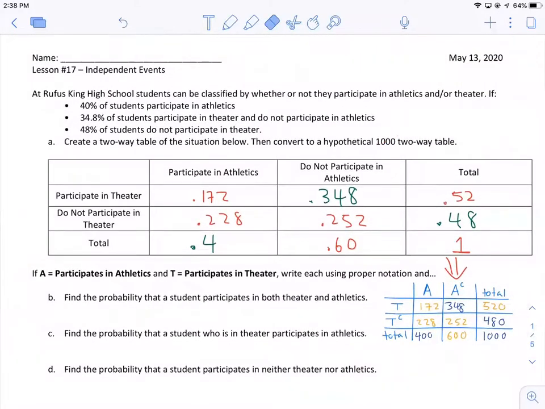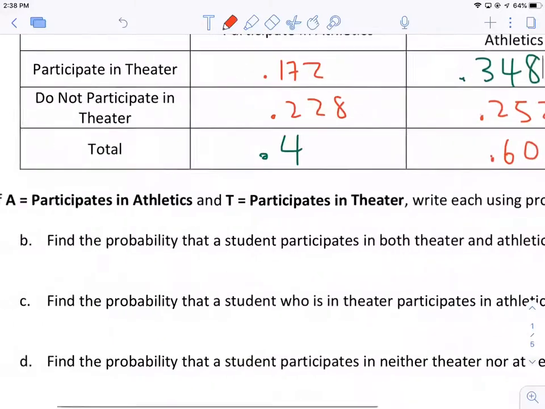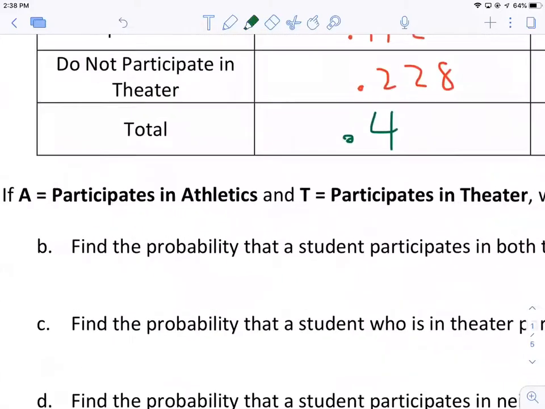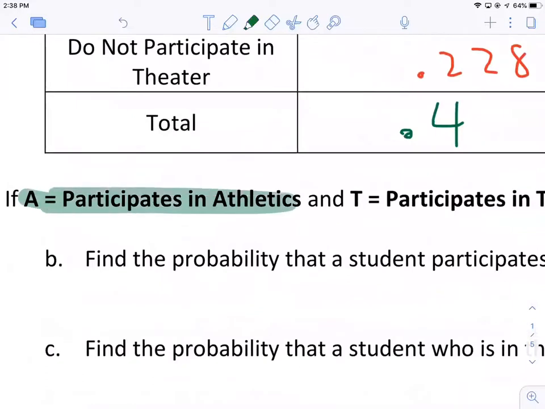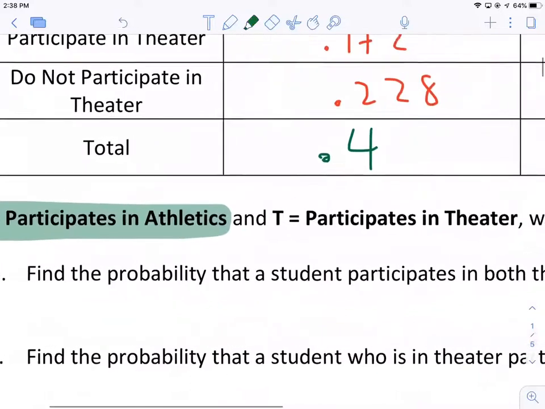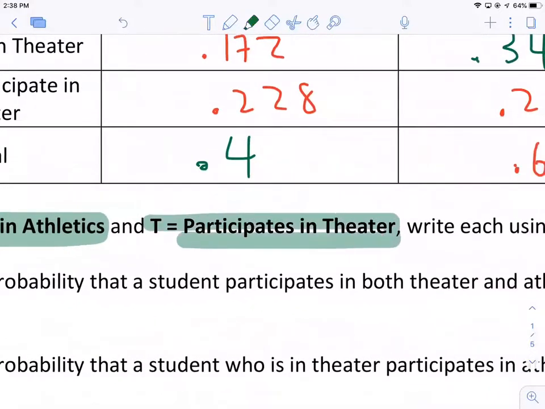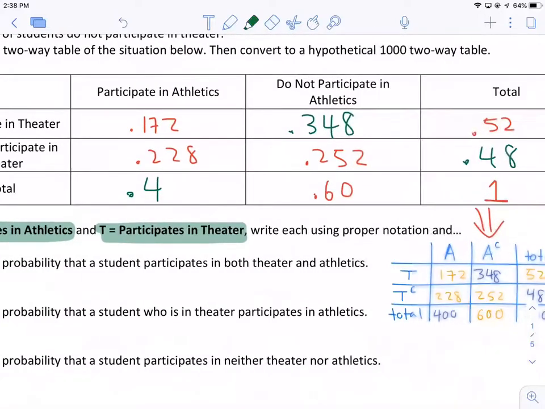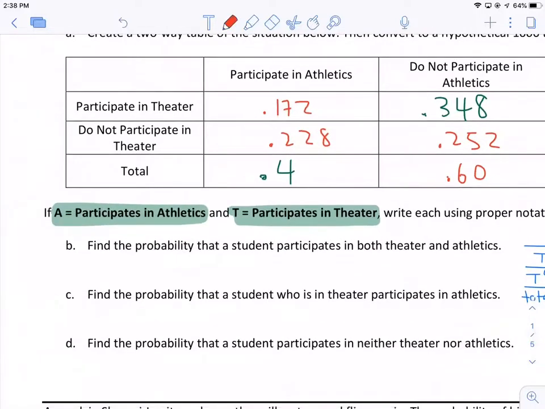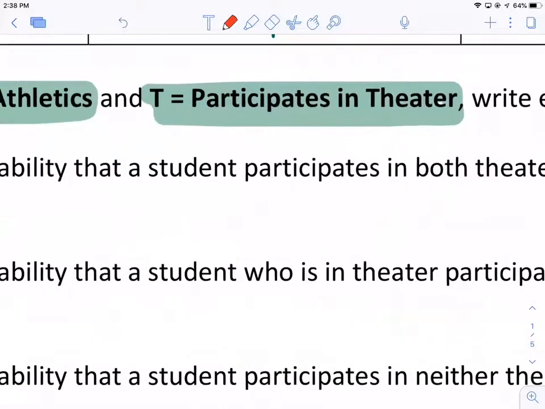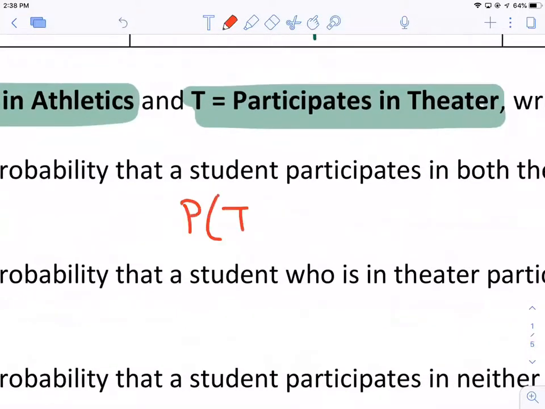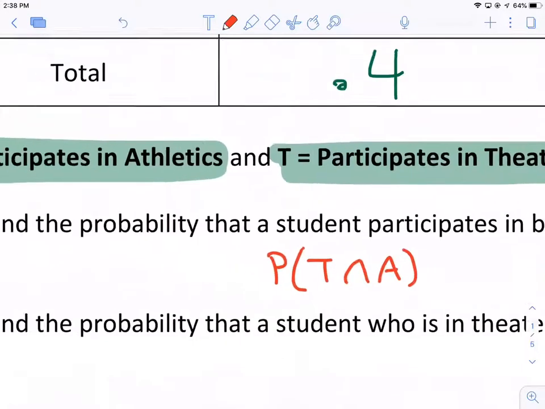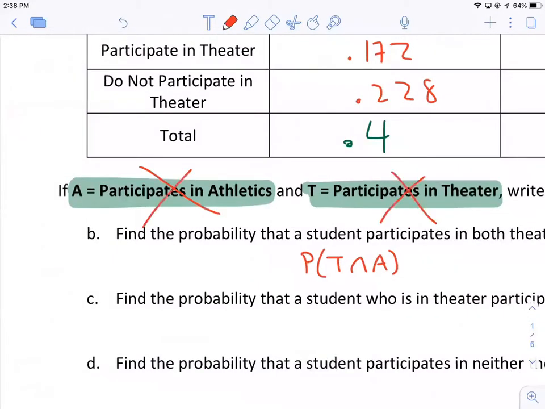So that is that. Something I should have mentioned in the last lesson, which I didn't do, is you do need to write out let statements. You do need to define your events. So if A equals participates in athletics and T equals participates in theater, each using proper notation. So what's the probability that a student participates in both theater and athletics? So if you just wrote probability of T and A without writing out these let statements, on an assessment, I would have to take off a point if you did not define what T and A are. So just make sure you're doing that.